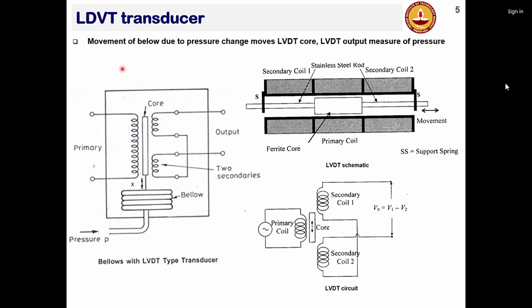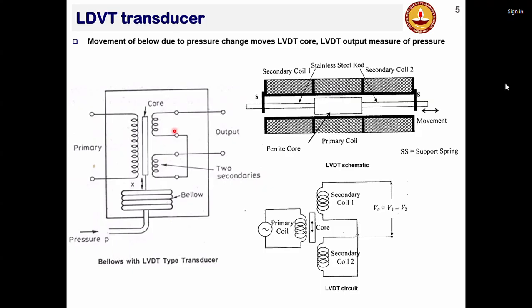We talked about bellows and the Bourdon tubes and so on, where when there is a pressure change, there is a deformation of these elastic structures. And the question was how we can measure these elastic deformations.